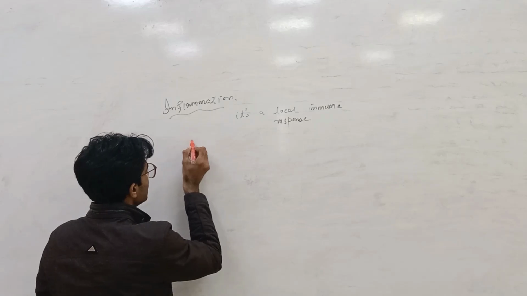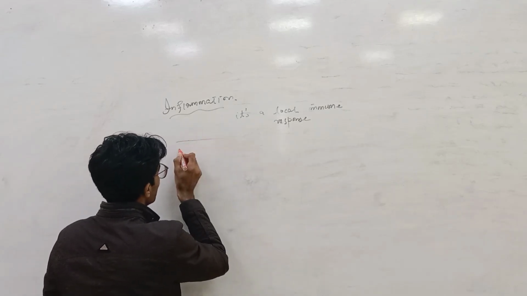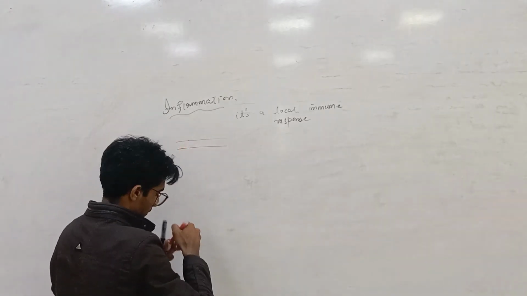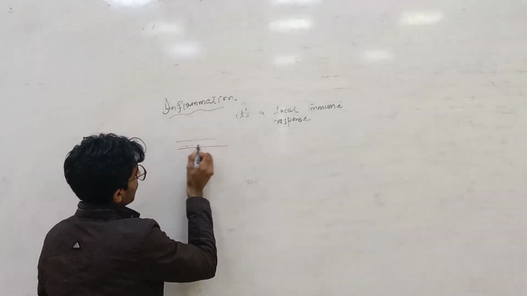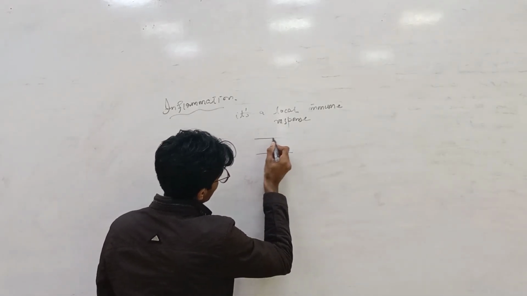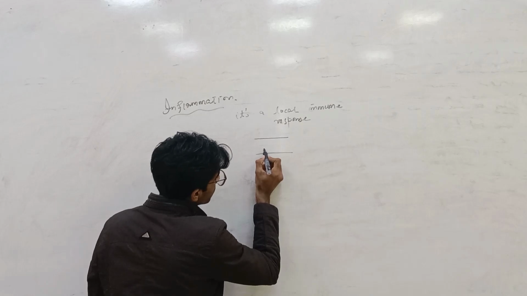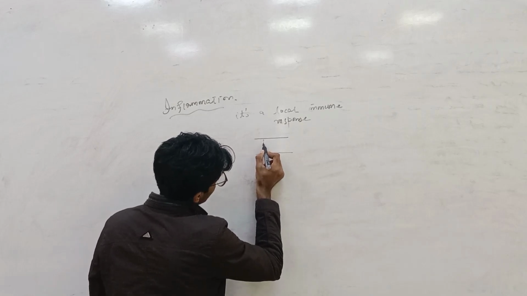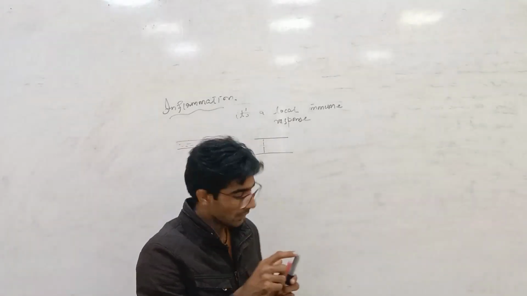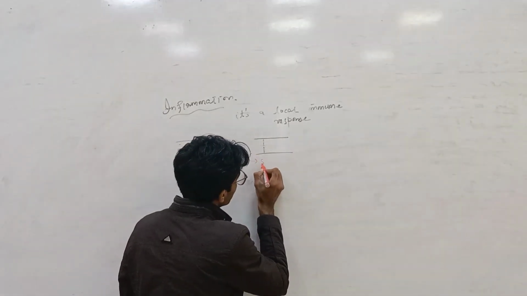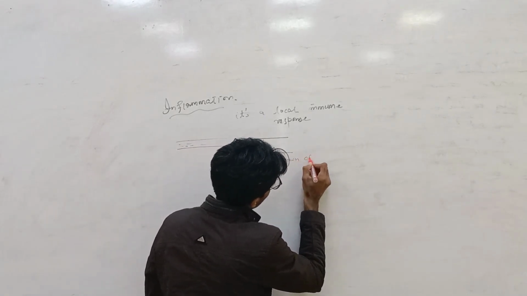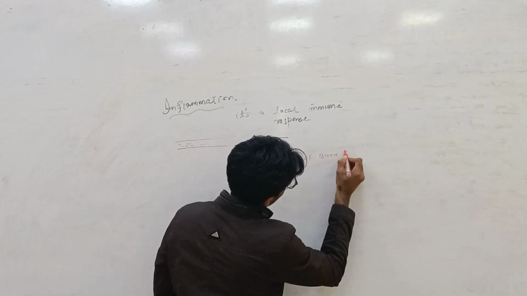For example, in a normal blood vessel, blood is flowing here. When more vasodilation happens, when there is more distance between the two vessel walls, it means a slowing down of blood flow.